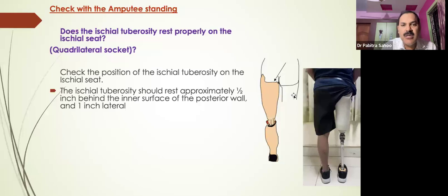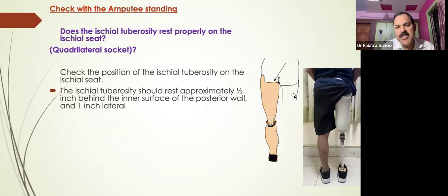The next part is to see whether the ischial tuberosity rests properly on the ischial seat or not. If it is a quadrilateral socket, it's very easy to see whether the ischial tuberosity is sitting on the ischial seat. The best way: ask the patient to bend forward, and put two fingers over the ischial seat on the posterior wall. Then ask the patient to stand straight.